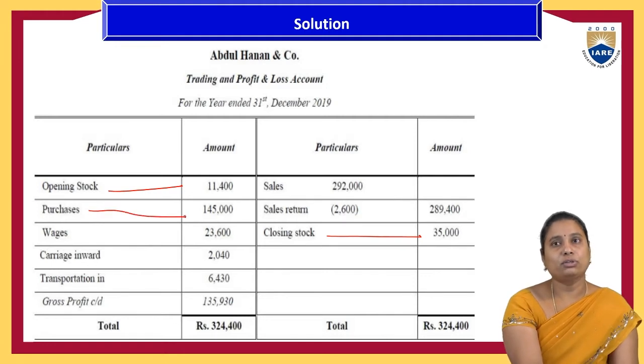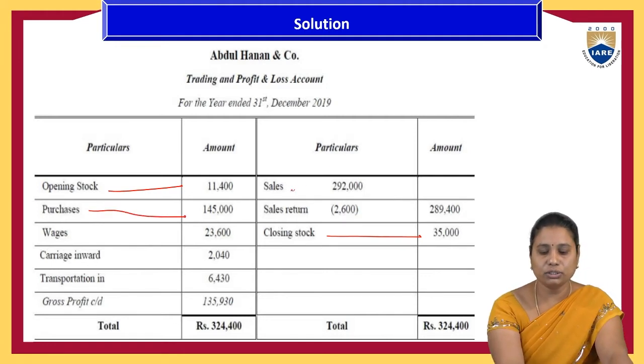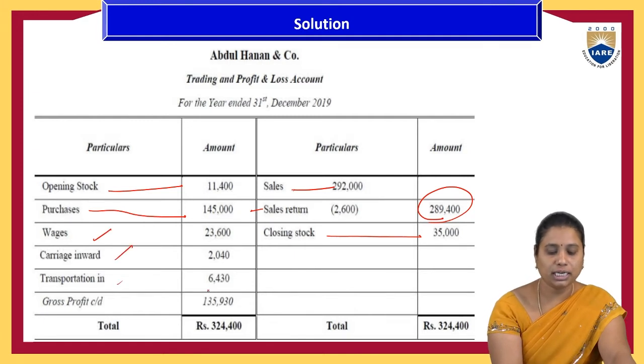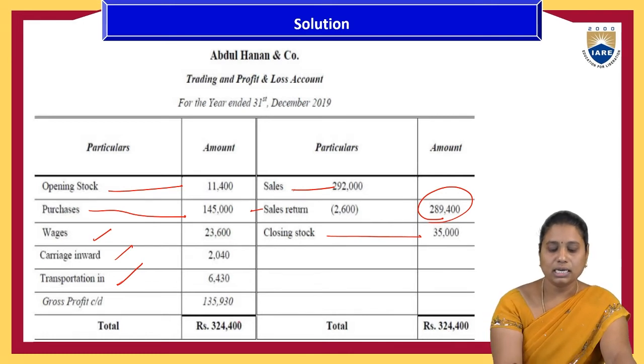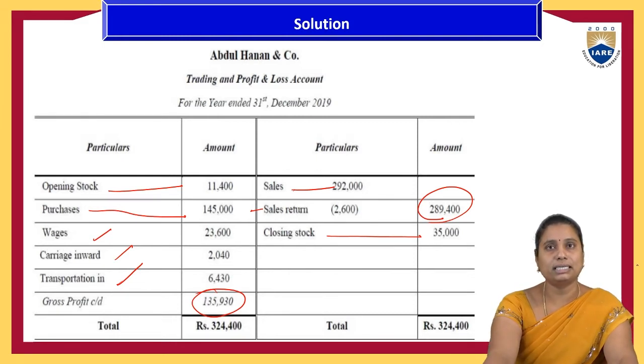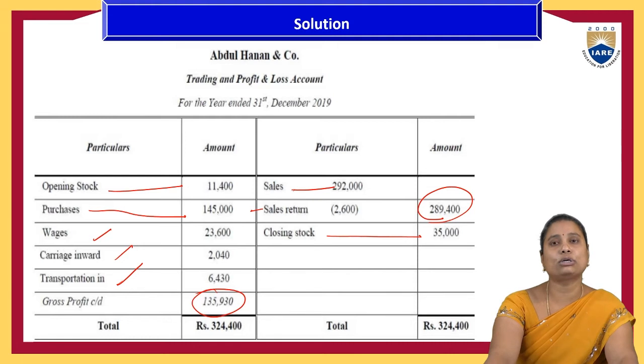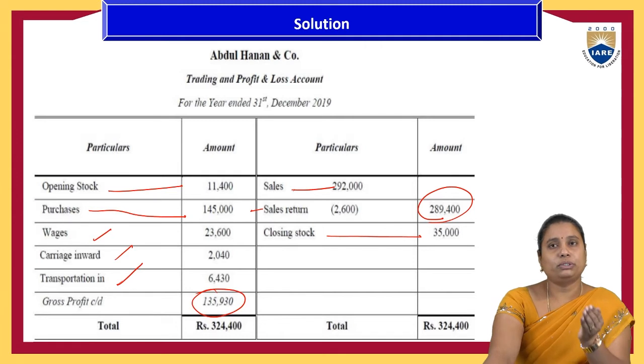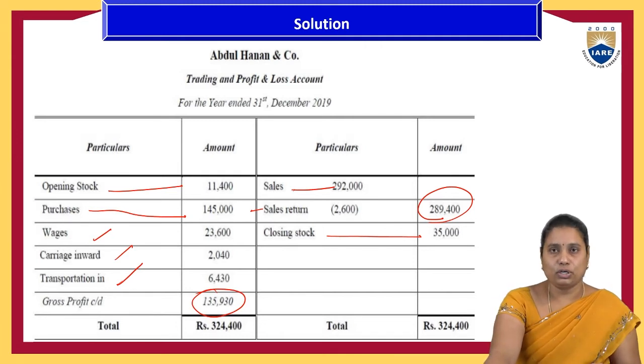Purchases 1,45,000. Sales of 2,92,000, where we have less the sales returns, giving 2,89,400 as the net amount. And the wages, carriage inwards, transportation in, have been added to this trading account. Finally, we see the debit balance is less and the credit balance is more, that is 3,24,400. The remaining balance of 1,35,930 rupees is at the debit balance, so it will be treated as gross profit to be posted to the next, the profit and loss account.